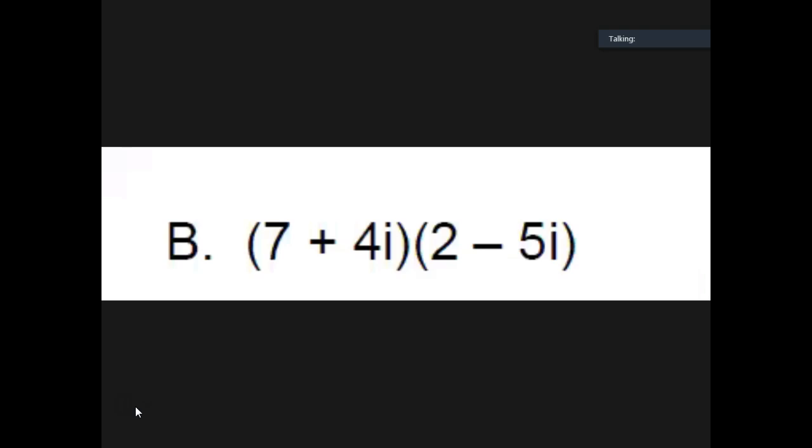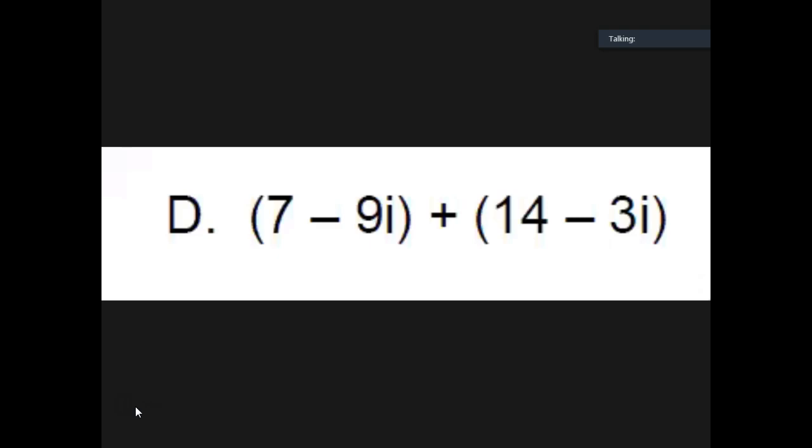Okay, and the correct answer for B is 34 minus 27i. Okay, letter D. I skipped C because I wanted to.